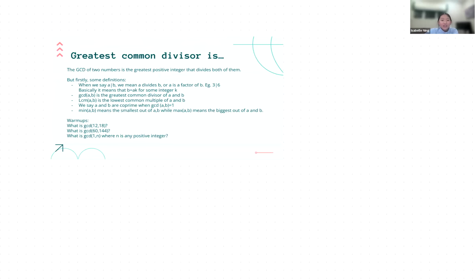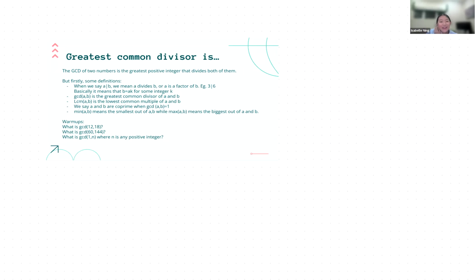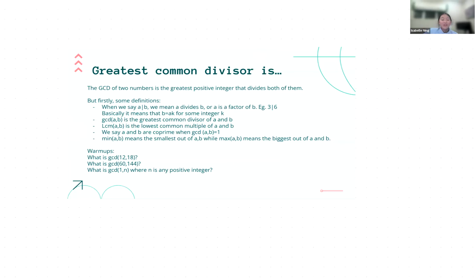And when we say a slash b, we mean a divides b, or a is a factor of b, like you can see here. So 3 divides 6. So this notation will be quite useful today. And we can define this as it means that b equals a times k for some integer k. So I'll have an example.